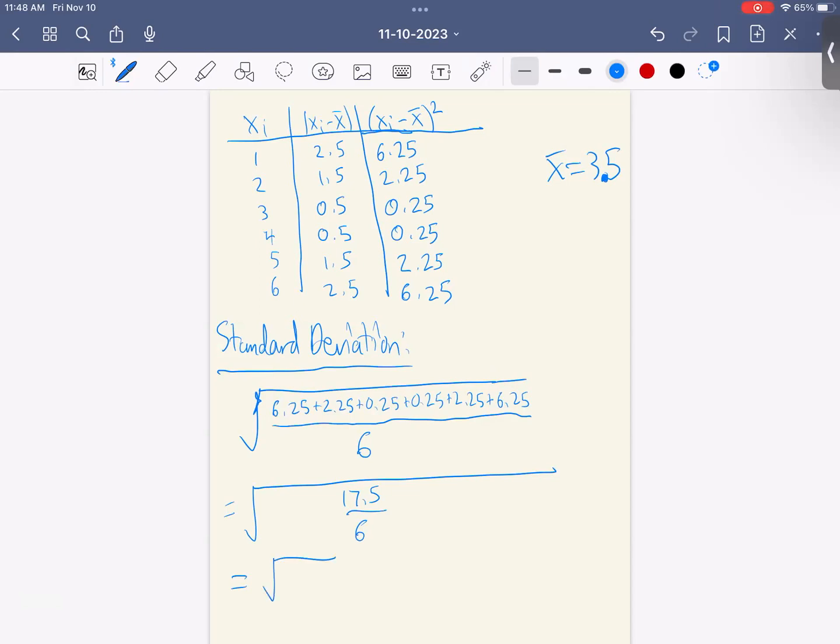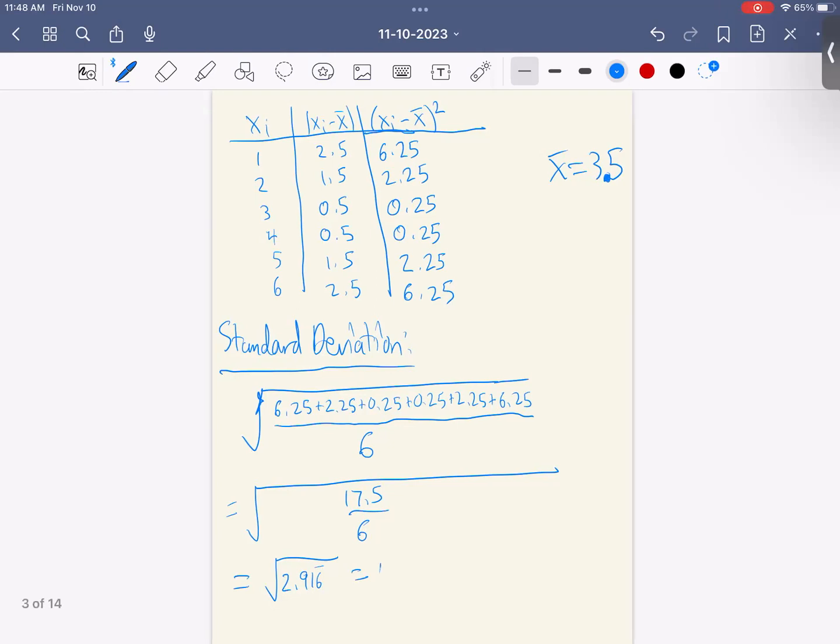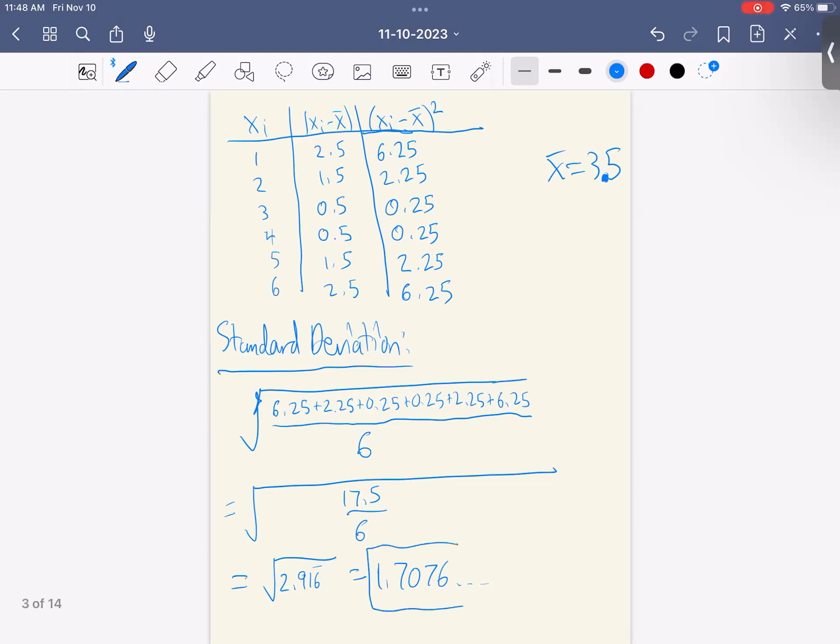2.916. Okay, so under here, 2.916, right? And the square root of that comes out to be 1.7076. Okay, great. One thing we see here is that the standard deviation is always a little bit bigger than the mean absolute deviation. I haven't proven that for you, but it is a fact that the standard deviation is always at least as big as the mean absolute deviation.